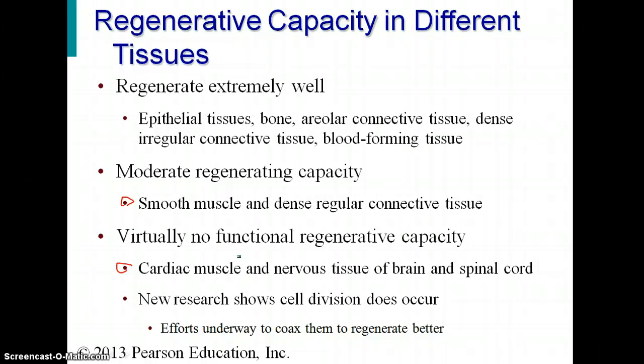They are finding that some cells do undergo cell division, so they're trying to figure out ways to actually get them to regenerate better, so that we can improve regeneration of areas like cardiac muscle and nervous tissue. Whenever you think about it, those are probably the 2 most important areas of our body that we would want cell division to actually be able to occur.